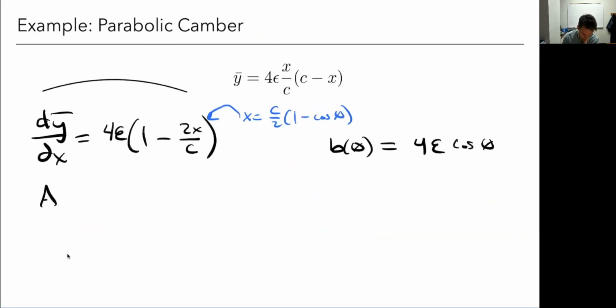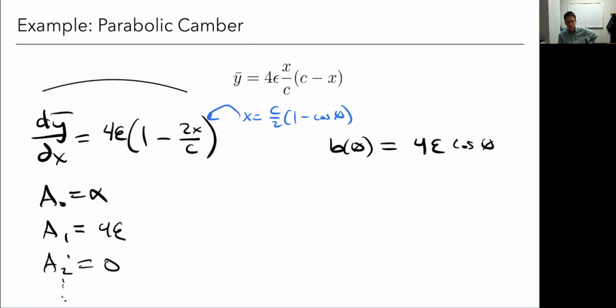So again, A0 just becomes alpha. A1 just evaluated to 1, but I have this 4 epsilon left, so I need to include that. And then A2 and onward is all just 0. Every single one of them is 0. All the rest are 0.